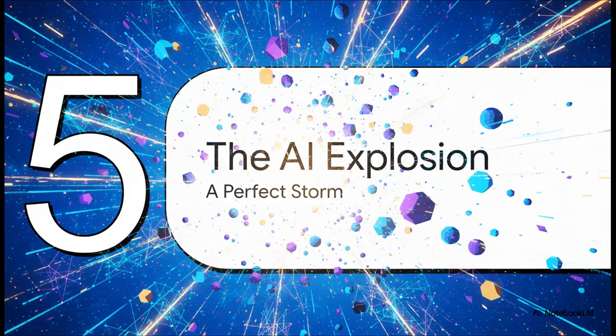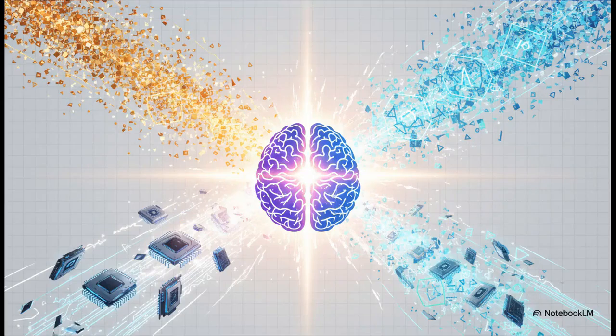Okay, so if these core ideas have actually been around for decades, why are we only seeing this massive explosion in AI capabilities right now? Why is deep learning suddenly taking over the world? Well, it's because of a perfect storm, a convergence of three huge factors that all finally came together.